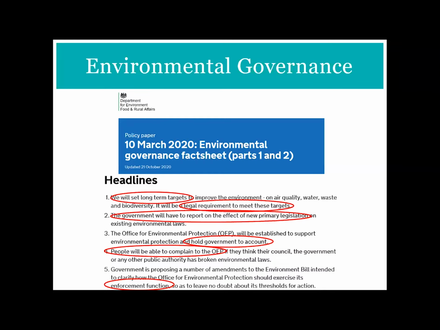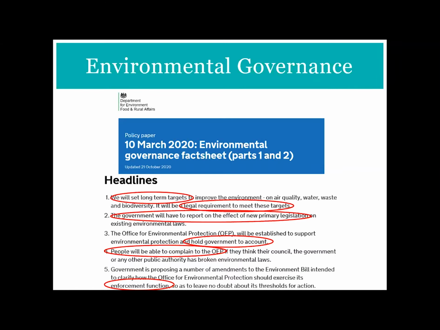And interestingly, this is a paper from the UK government in March 2020, the environmental governance fact sheet. This is what its environmental governance approach is going to consist of: setting long-term targets, legal requirements to meet the targets, government required to report on the effects of new legislation, holding government to account, people able to complain to the body that's being set up, and it has an enforcement function.